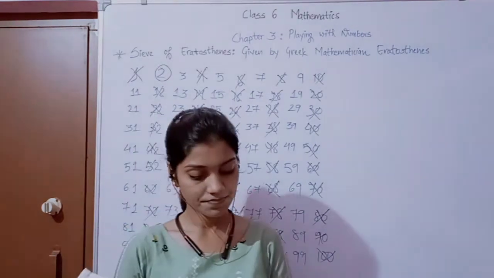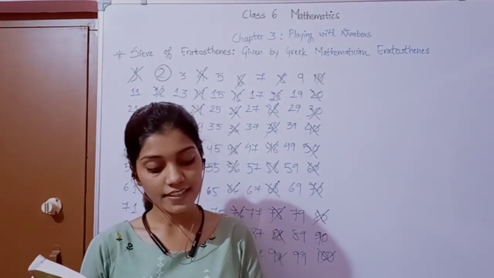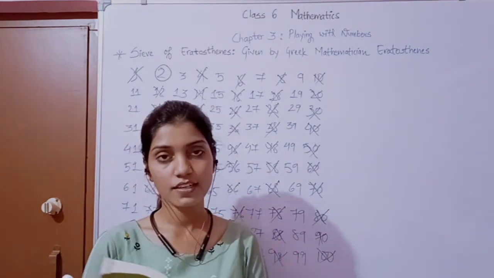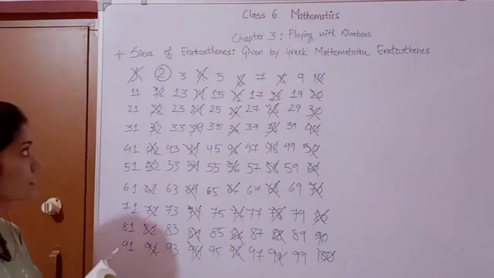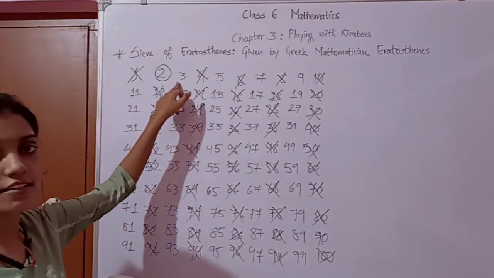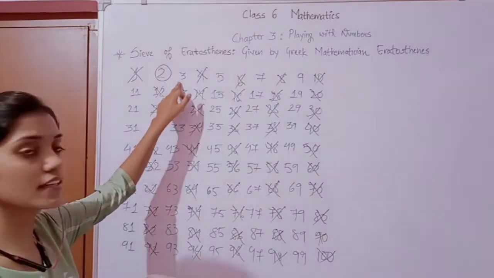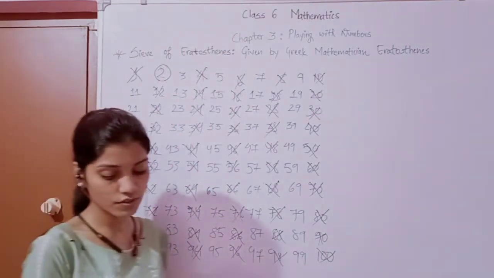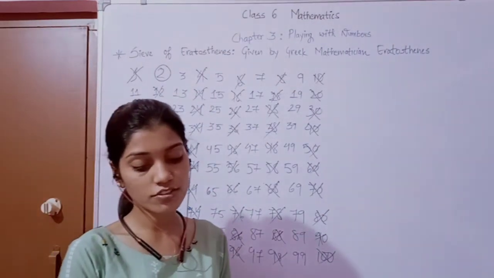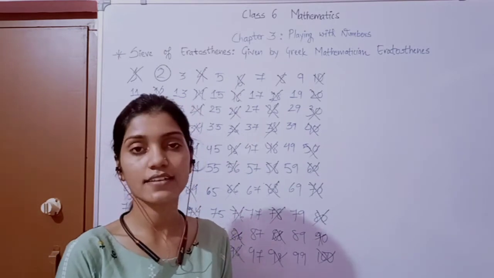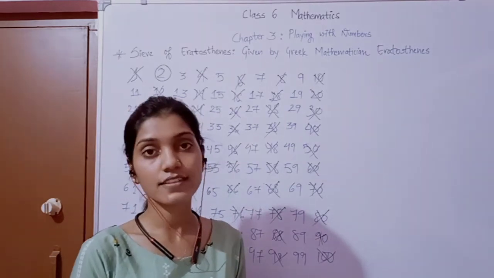Step number 3. You will find that the next uncrossed number is 3. Now let's check whether the next number is 3 or not. Yes, the next unchecked number is 3. So what do we have to do? Encircle 3 and cross out all the multiples of 3 other than 3 itself.